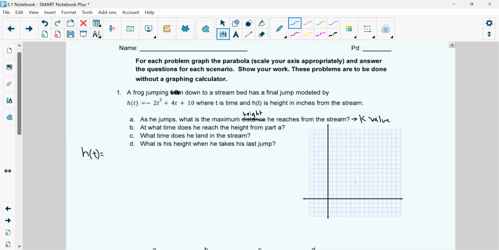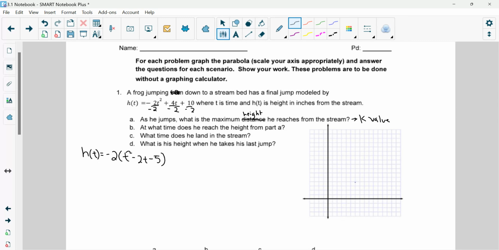So remember, when we have an a value that's not equal to 1, we pull that out as a GCF. Here I have a negative 2 as my a value, so I'm going to pull that out as a GCF. And remember, that means I'm dividing everything by negative 2 to see what I have left inside. So that would give me t squared minus 2t minus 5. You're with me? Pulling out the GCF because we're going to complete the square.